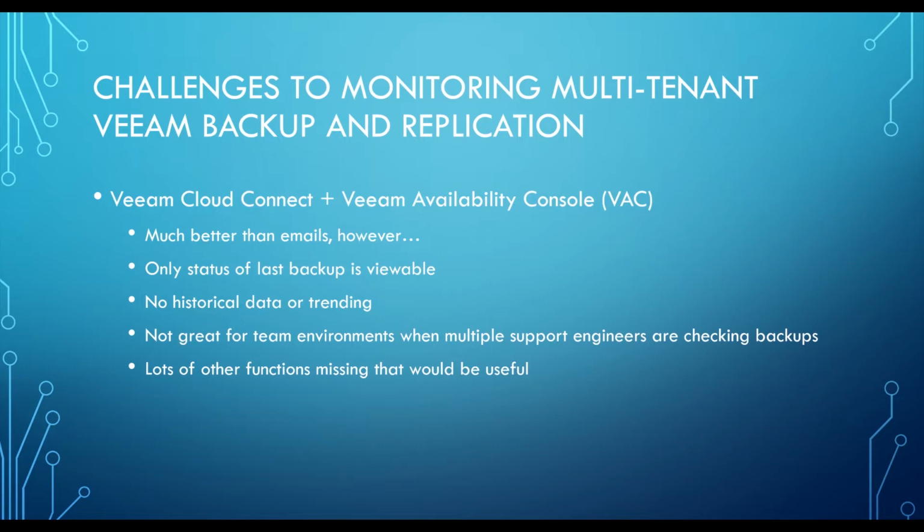If you check backups on Monday morning, you may not see the failures that may have occurred over the weekend. In another case, if a backup runs every hour, you may not see it fail many times during a day. Again, only the status of the last backup is viewable in VAC. VAC also does not provide historical or trending data.